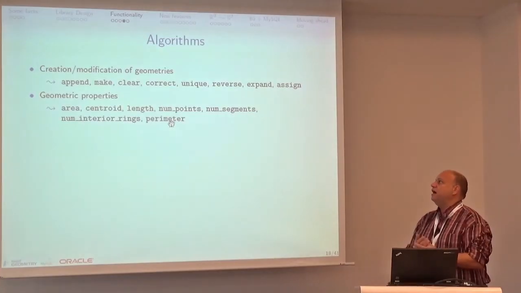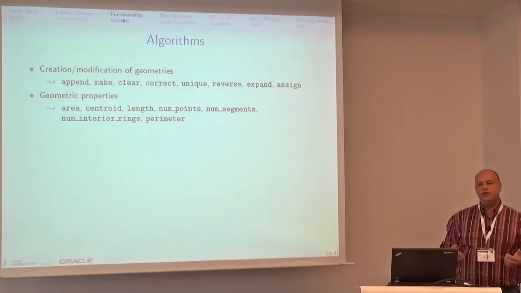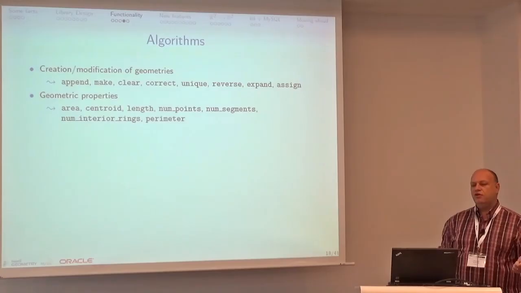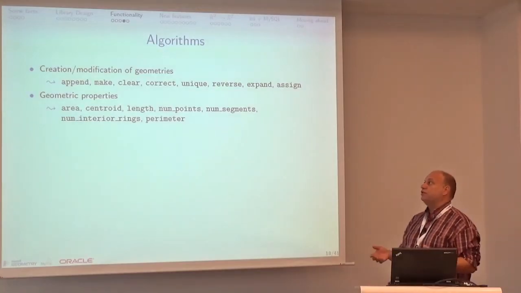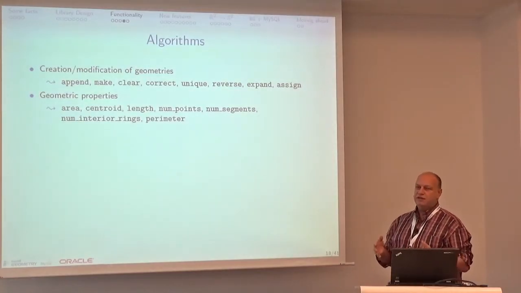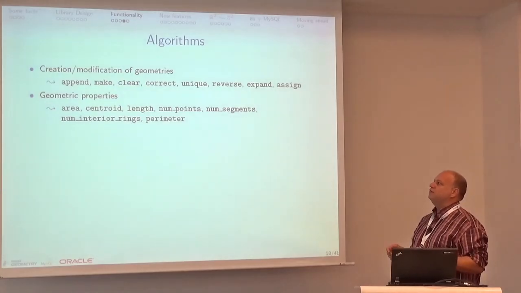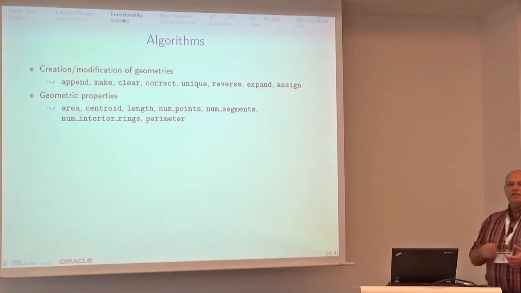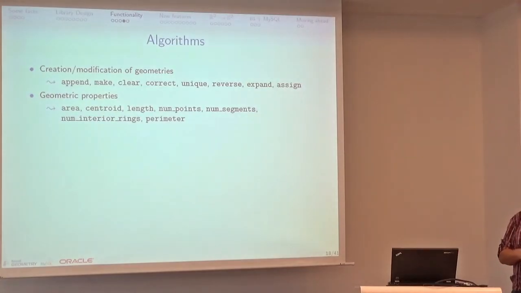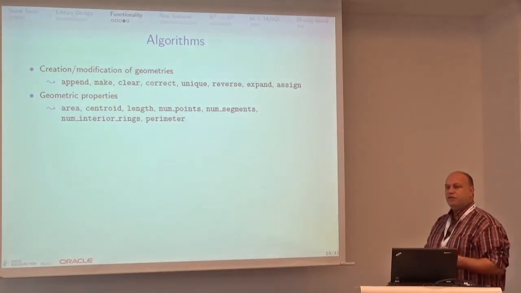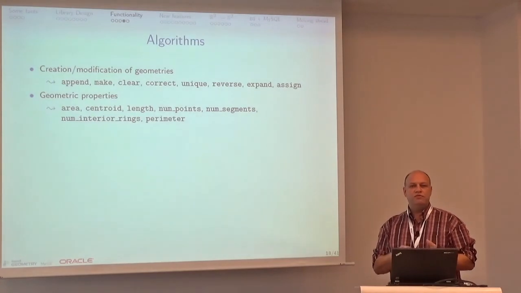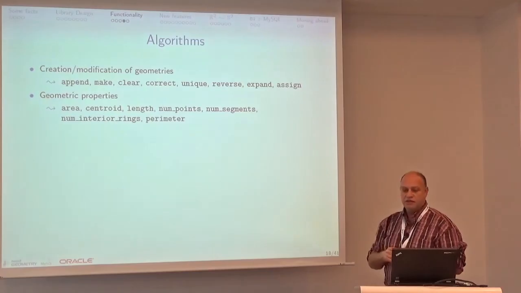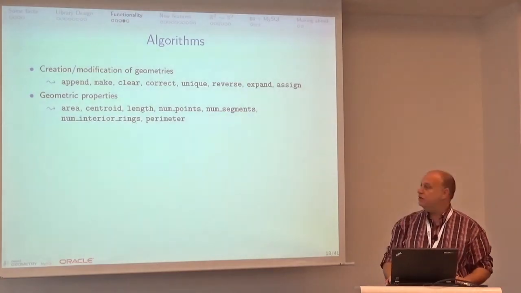Then we have algorithms which are related to geometric properties. So for polygons, you want to know about their area. For all kinds of geometries, you want to know their centroid or their length. Well, length is actually really interesting for linear geometries, for geometries that are one-dimensional. And then you can get back the number of points and number of segments of a geometry. If we're talking about polygons or multi-polygons, you want to see the number of holes that you have, which is what we call here the number of interior rings. There is also a perimeter function and so on and so forth.